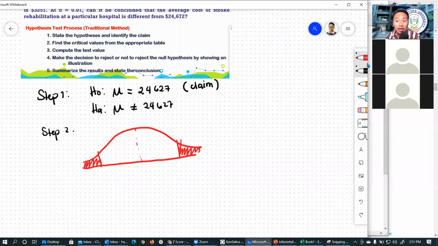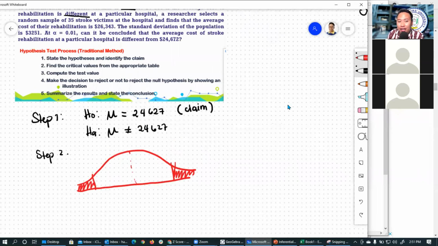We don't know the critical value yet, but we know what the alpha is. The alpha given, guys, is 0.01. So what you're going to do with the alpha is divide alpha by 2. That's going to be 0.01 over 2, which would give us 0.005, right? The reason why we're doing this is because our alternative hypothesis uses a two-tailed test, or not equal to.